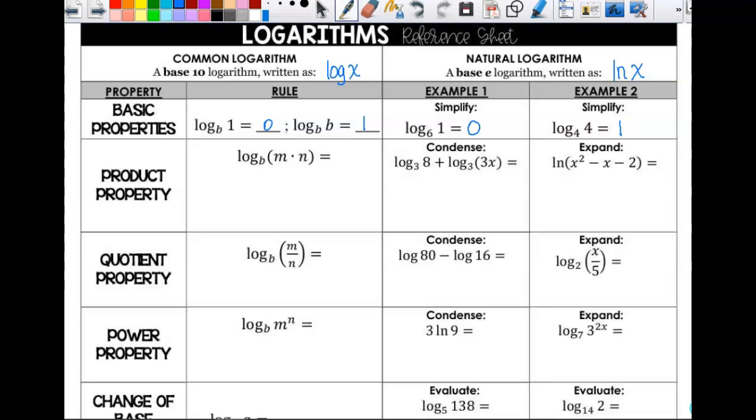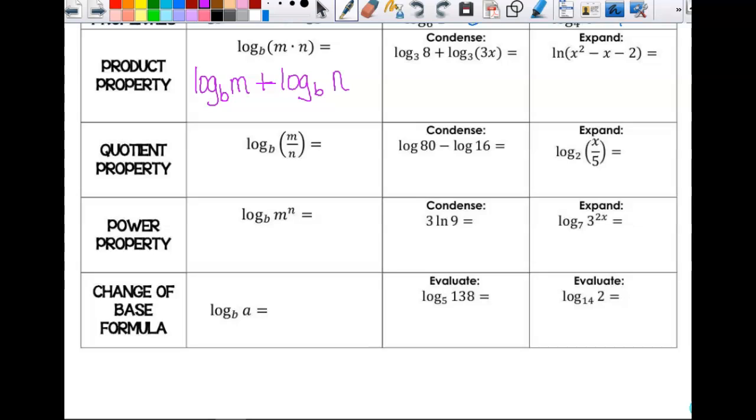All right, so our product property, as a reminder, if we have the log of two things that are being multiplied, we can split it into two logs with that base that are being added. So this would be log base b of m plus log base b of n. And we can use that to expand and condense. So if we're going to condense these two, I'm adding them. They have the same base. So then I end up multiplying. So this would give me log base 3 of 24x.